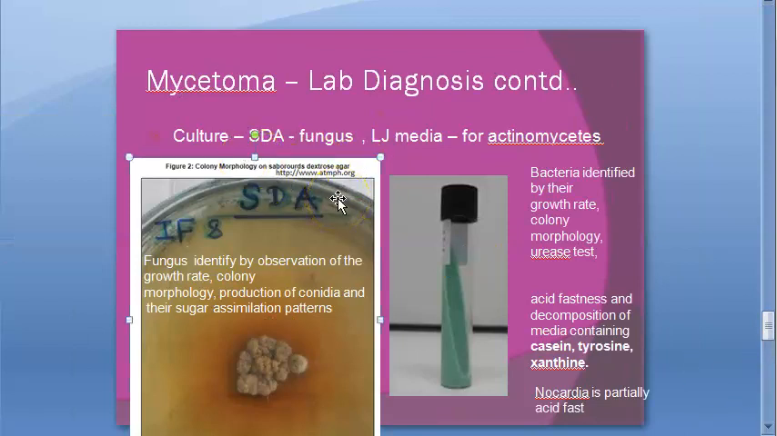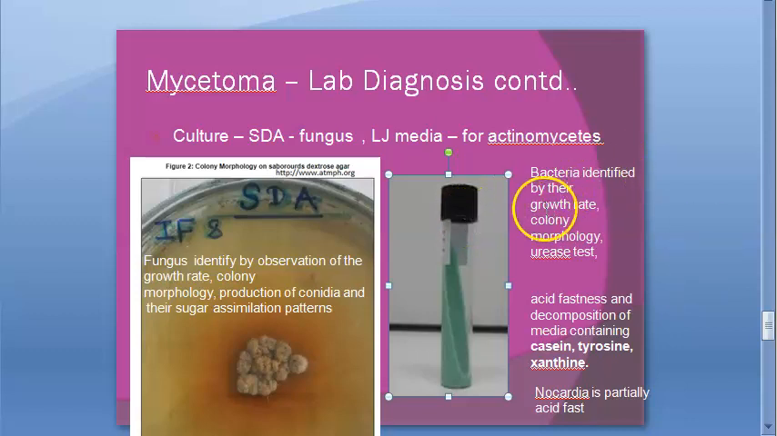You can culture on SDA, Sabouraud's dextrose agar, which you will use for the fungus. You can mention the growth rate, the colony morphology, the conidia, the sugar assimilation pattern, and you can identify the fungus. And you can use LJ media, that's Lowenstein-Jensen media that you use for tuberculosis, right? That one you're using in mycetoma to detect these actinomycetes like Actinomadura, Streptomyces, Nocardia, etc.